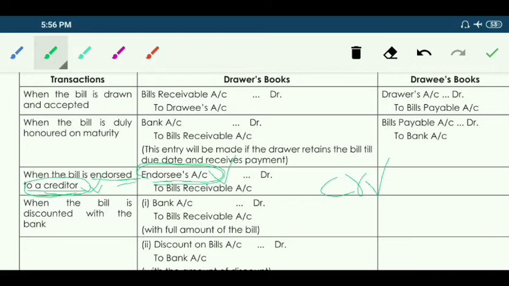So endorsee account debit to bills receivable account. The bills receivable account is an asset to the business. So the asset is cancelled, that means transferred to another person. As per the real account rule, bills receivable account is credited. So the ultimate entry is endorsee's account, that means a creditor account, to bills receivable account as per accounting treatment. So he is the endorsee.